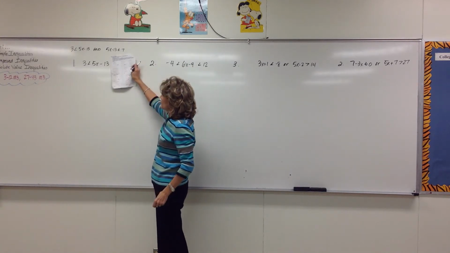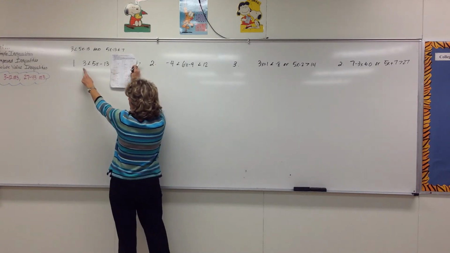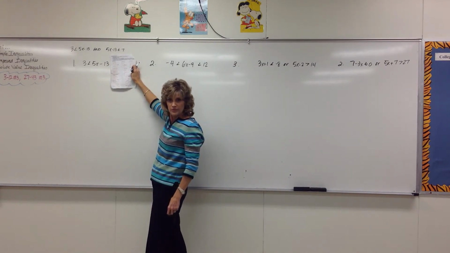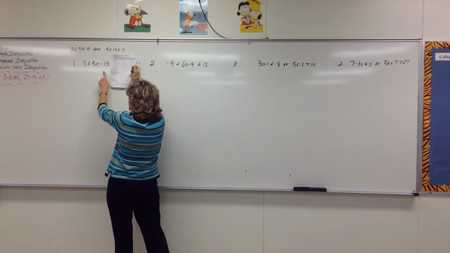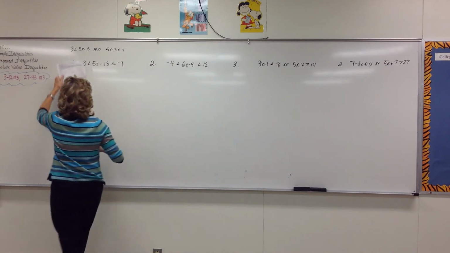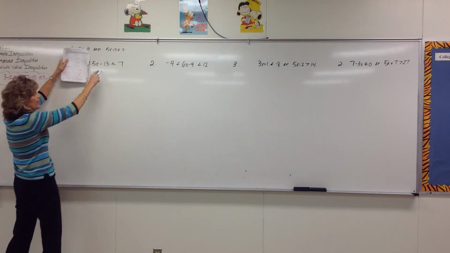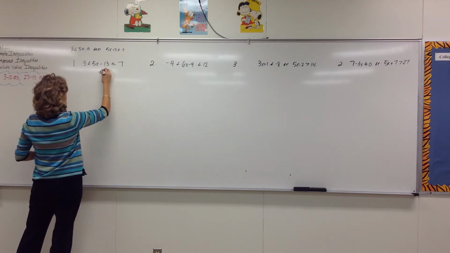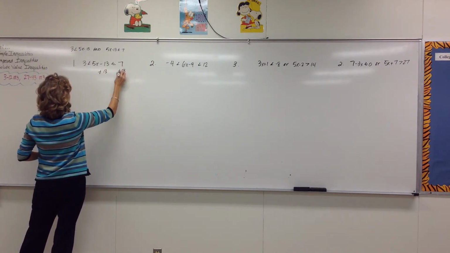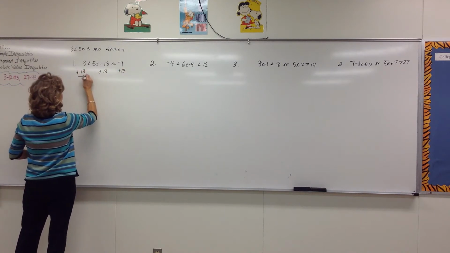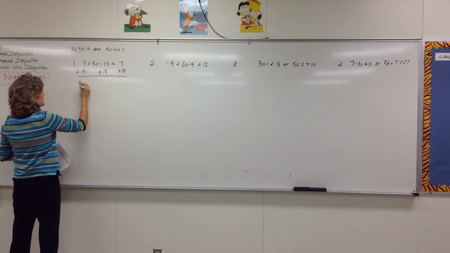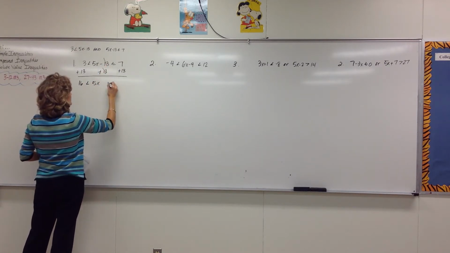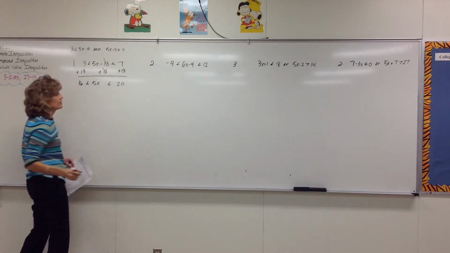If you ignored this symbol and you were just working with 3 is less than 5x minus 13, what would you do? Add 13. Yeah, add 13 here and here. And if you were solving this piece, you would add 13 here and here. So you can take care of it all at the same time. Add 13, add 13, add 13. And 16 is less than just 5x. Those go away. Is less than or equal to 20.